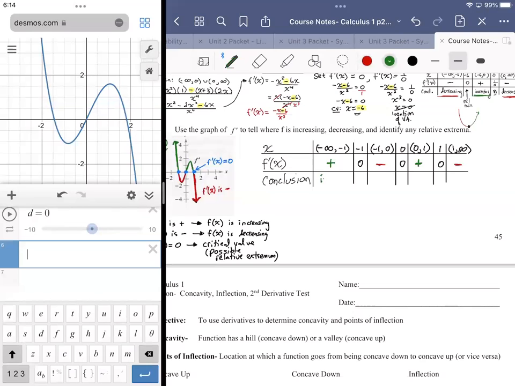So the original function would be increasing, then decreasing. Just going to abbreviate. Increasing, decreasing.